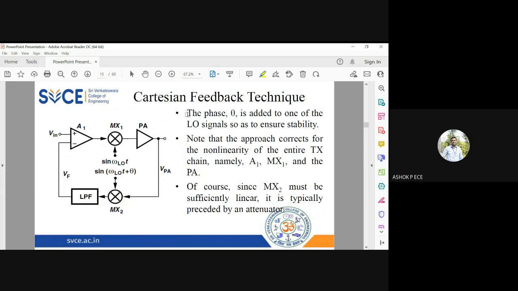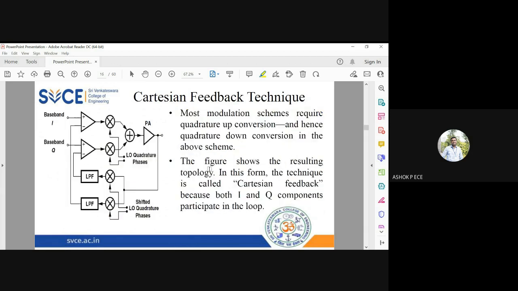The phase shift theta is added so that it ensures stability. Ideally, theta of 0 would work, but in case the circuit develops a phase shift, by introducing this phase shift of theta, I can cancel out that phase shift. So this theta is going to be for tunability of your circuit.